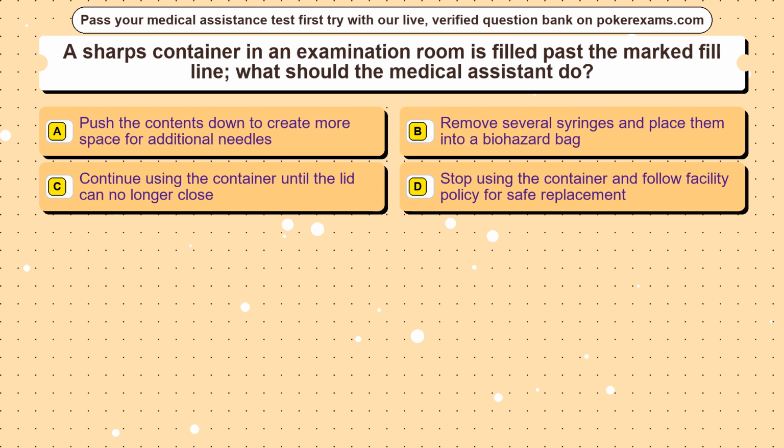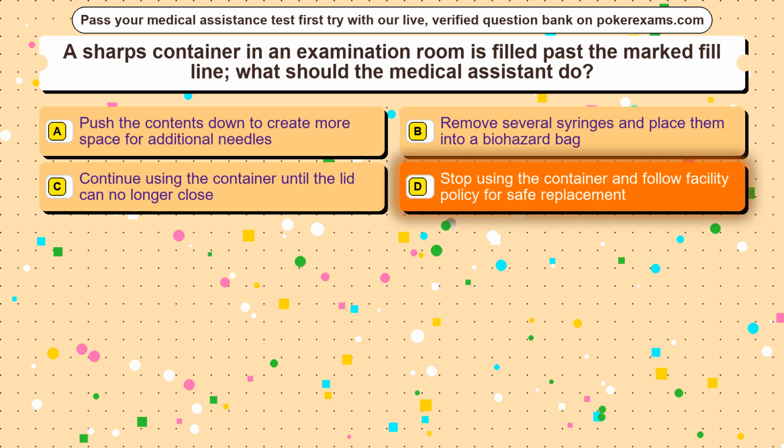Question 84. A sharps container in an examination room is filled past the marked fill line. What should the medical assistant do? Option A. Push the contents down to create more space for additional needles. Option B. Remove several syringes and place them into a biohazard bag. Option C. Continue using the container until the lid can no longer close. Option D. Stop using the container and follow facility policy for safe replacement.